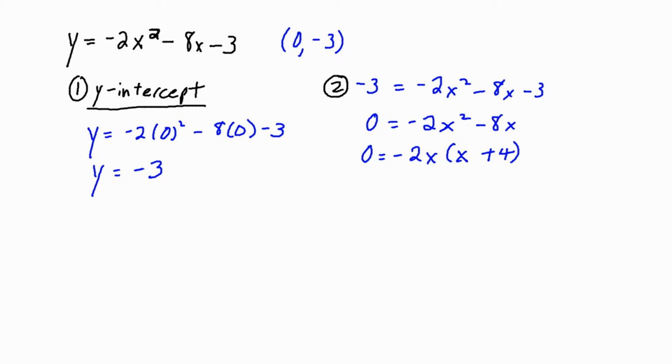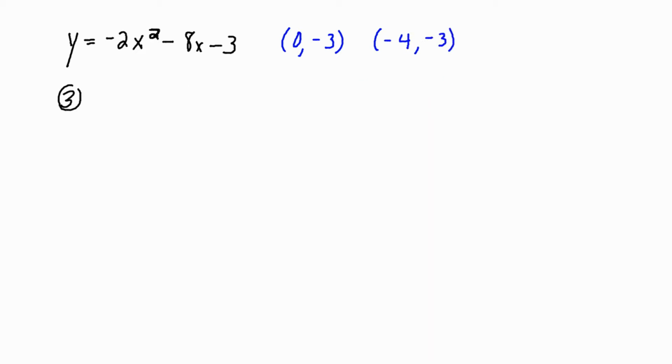Setting each of them equal to 0, negative 2x equals 0. Dividing both sides by negative 2, x equals 0, which is our y-intercept. x plus 4 equals 0. Subtracting 4 from both sides, x equals negative 4. So our second ordered pair is negative 4, negative 3.